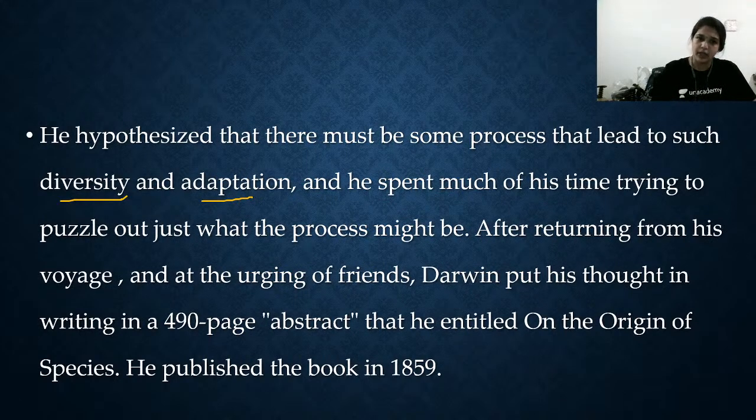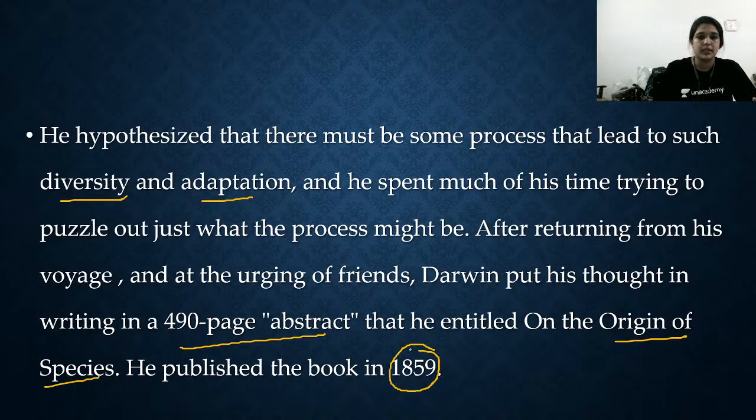After returning from the voyage and at the urging of friends, Darwin put his thoughts in writing, a 490 pages abstract, and the title is Origin of Species, a very famous book which was published in 1859. Now do you understand how the Origin of Species actually originated? He went on a voyage to the Galapagos Islands in his ship Beagle. There he noted down particularly a bird called finches. These finches have different beak adaptations based on the lifestyle they had over there.